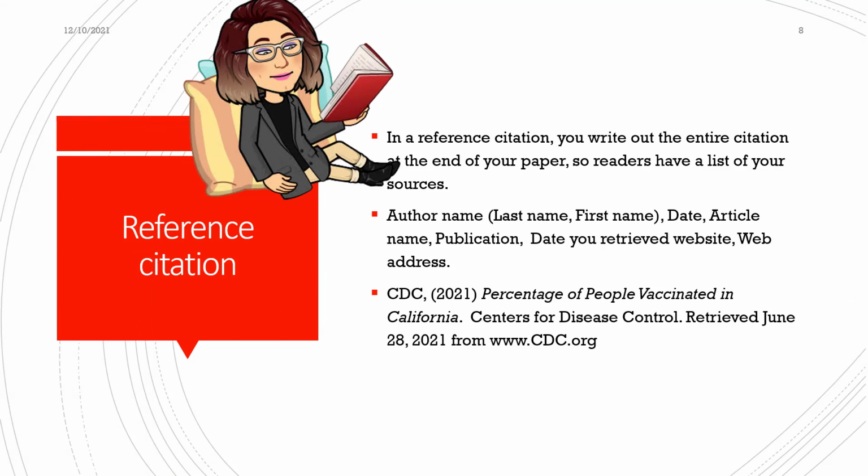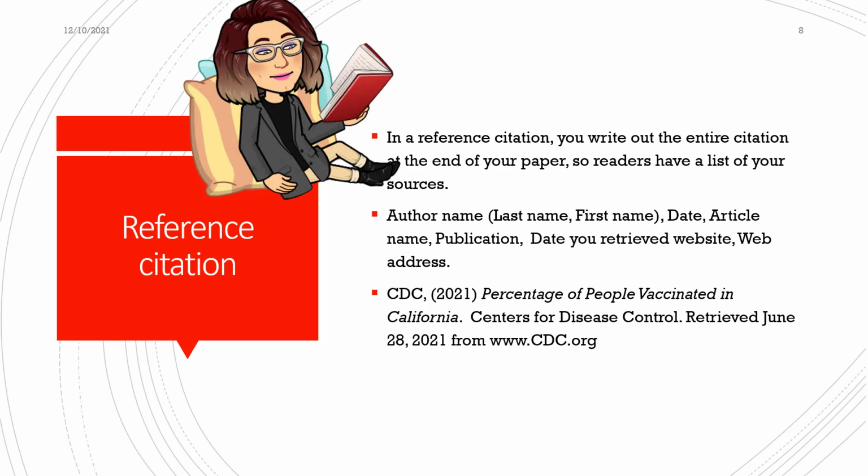In a reference citation, you write out the entire citation at the end of your paper, so readers have a list of your sources. And so in a reference citation, you have the author name, last name, first name, date, article name, publication, date you retrieved, website, then you write your web address. Example, CDC. So I used CDC because there was no author name. So if there's no author name, you can write out the website name. So Centers for Disease Control, 2021.